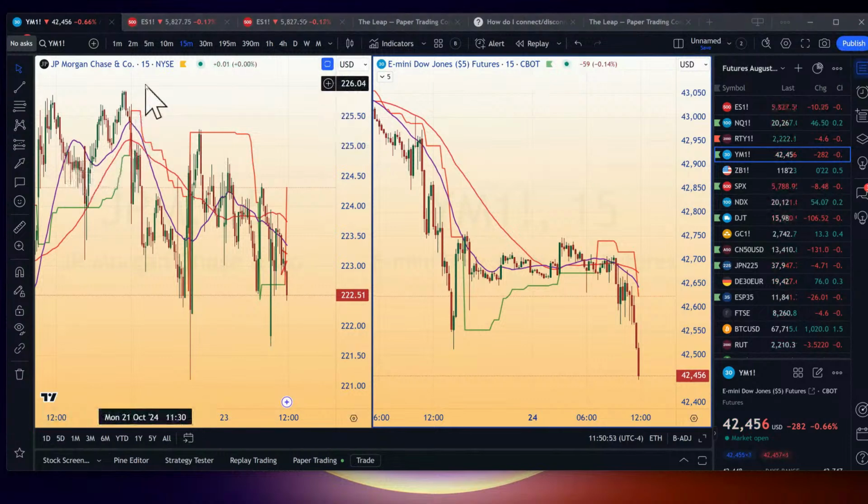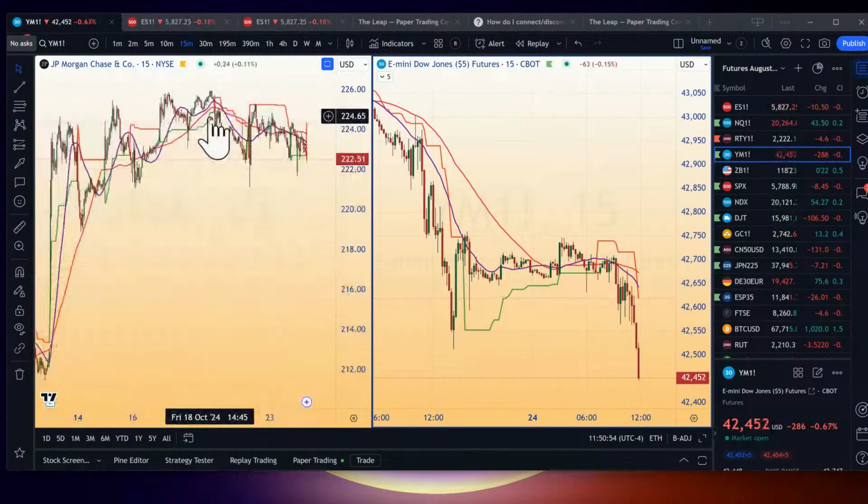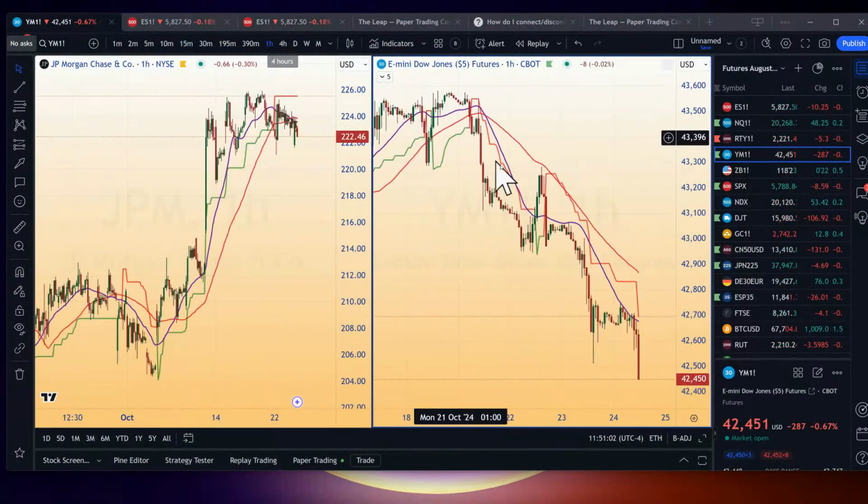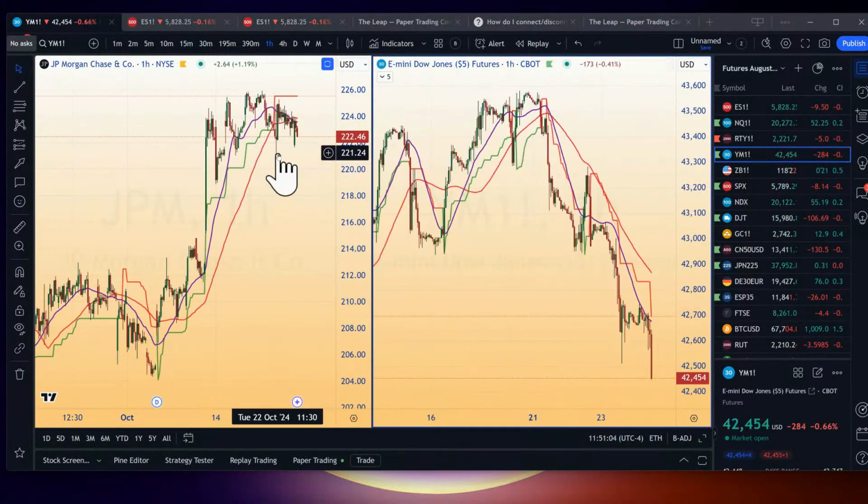So where could JP Morgan go? Where was it yesterday? It was here, 222. So how about an hourly chart? Dow's down here. Why the heck can't this be back to 221? So chart patterns mastery, I'm throwing in my bid down here.